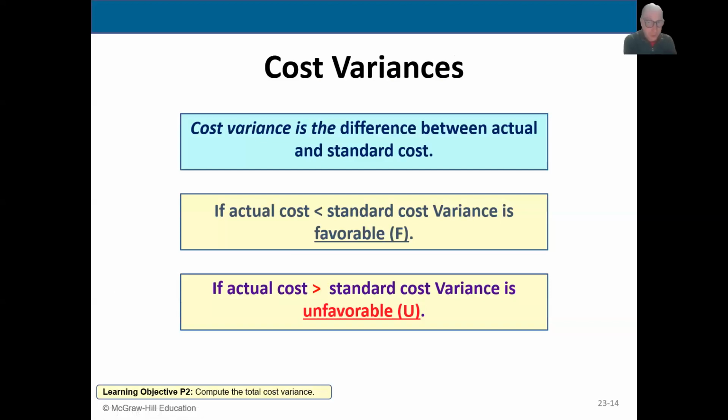A cost variance is the difference between the actual and the standard cost. That's why we call it a variance. Variance means the difference, yeah? If the actual cost is less than the standard cost, the budget, the variance is favorable. Yeah, absolutely. However, if the actual cost is greater than the standard cost, the budgeted cost, the variance is unfavorable. That means we spent too much.